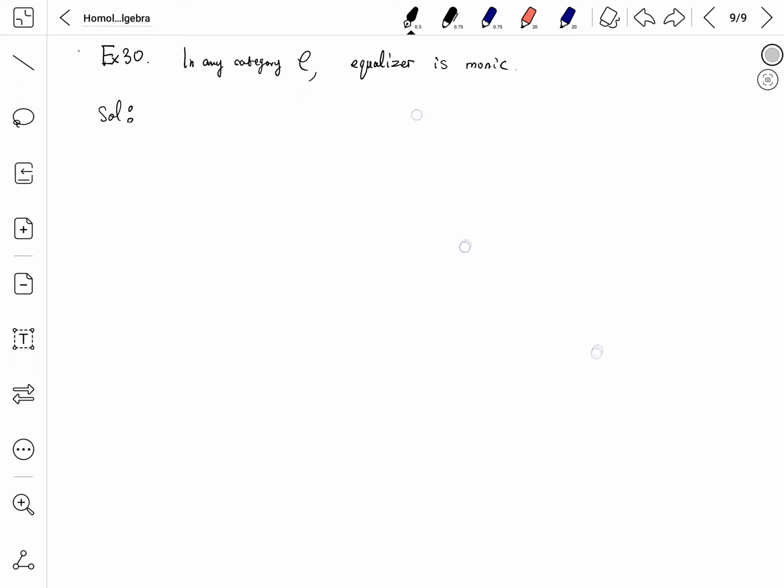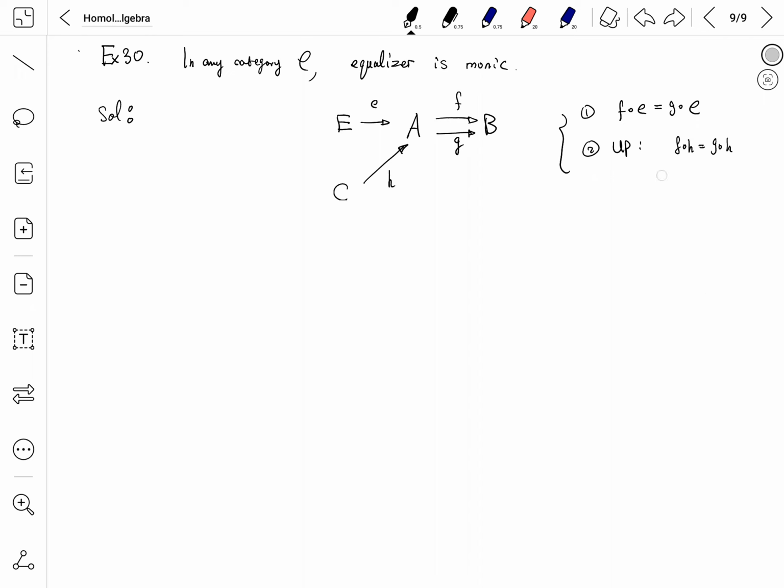So let's prove it. Suppose we have two objects A and B, and let's define E to be the equalizer of morphisms F and G, call this small e. By definition, this means that firstly, F compose E equals G compose E, and secondly, it satisfies the universal property, which means that for any object with a morphism H such that F compose H equals G compose H, there exists a unique morphism, let's call it alpha, such that this diagram commutes.